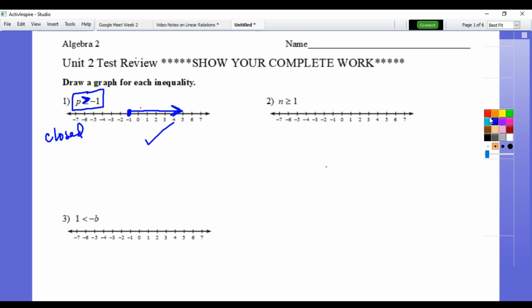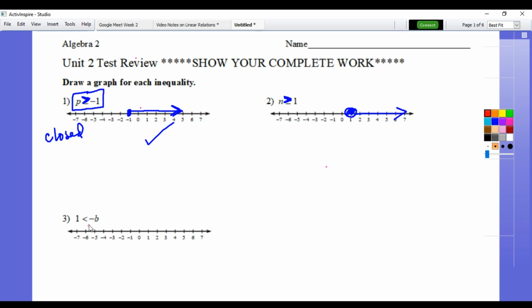Kaboom. Number two, n is greater than or equal to 1. Kind of the same thing. So this is closed also. The variable is on the left, and this is pointing to the right, so the graph is pointing to the right also.